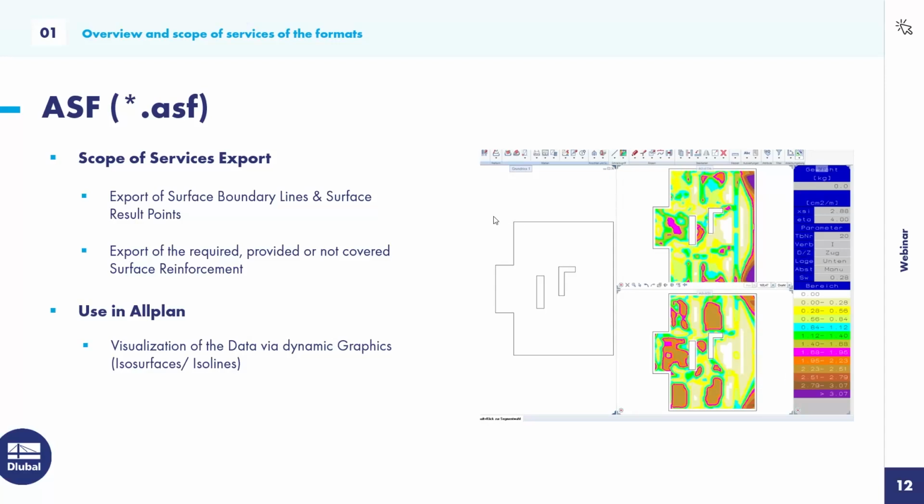And now you can define the reinforcements, for example, a mesh reinforcement inside that surface. And these graphics will then show the remaining or the not covered reinforcements. So you can graphically see where something is missing, where you have to add additional rebars. That is the use case.